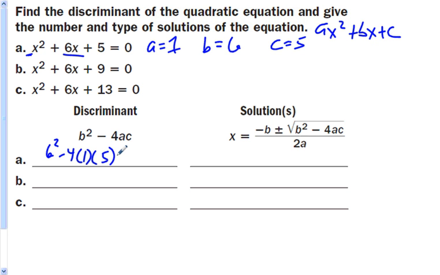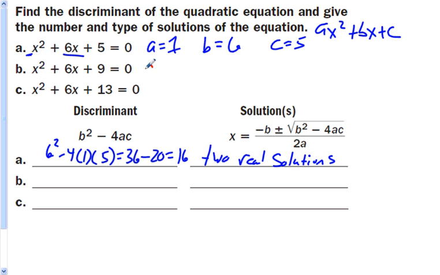And if I calculate that, that gives me 36 minus 20, which is equal to 16. So I've calculated the discriminant. It is a positive number, so that's telling me that I have 2 real solutions. So when it says the number, it would be 2 is the number of solutions, and the type would be real solutions.